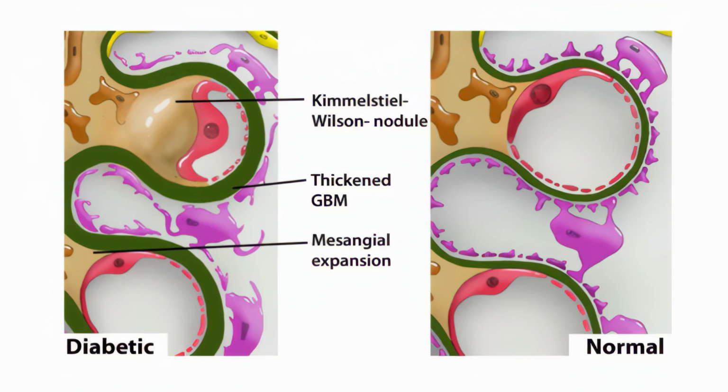So with diabetes, you might see thickening of the glomerular basement membrane, and then you can see these round acellular nodules within the glomeruli in the nodular type of diabetic nephropathy. And these are called Kimmelstiel-Wilson nodules. That's something you should definitely know. And the mesangium can be dramatically expanded.